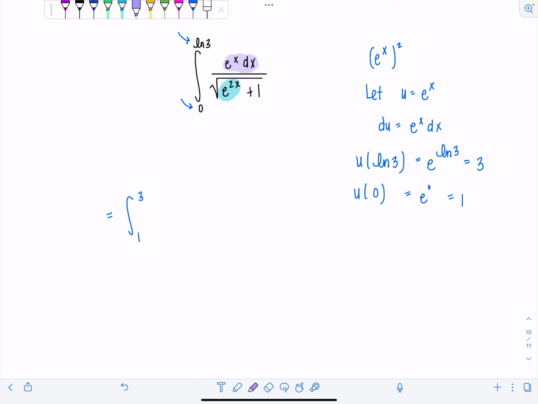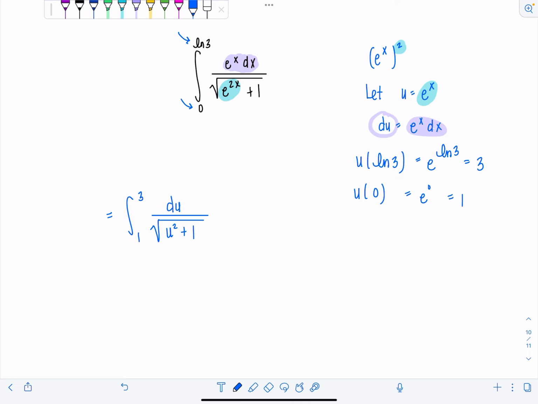e to the x dx, that's just du. So I'm going to have du in the numerator over the square root. Instead of e to the 2x, remember u is e to the x, so I'll have u squared plus 1. All right, so things have cleaned up a smidge.